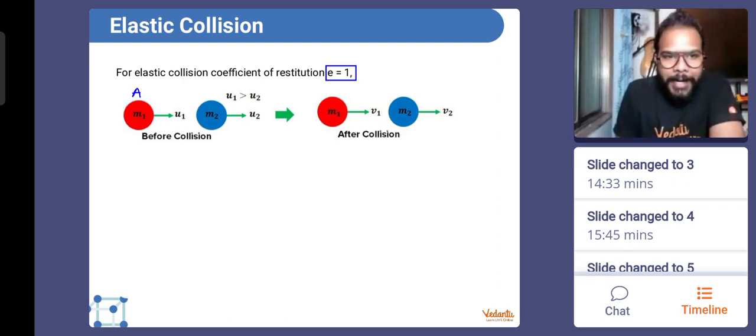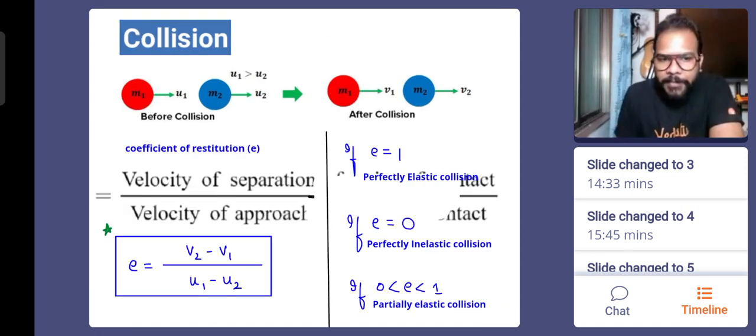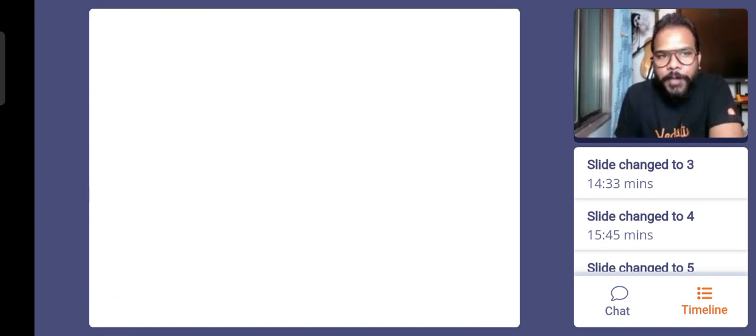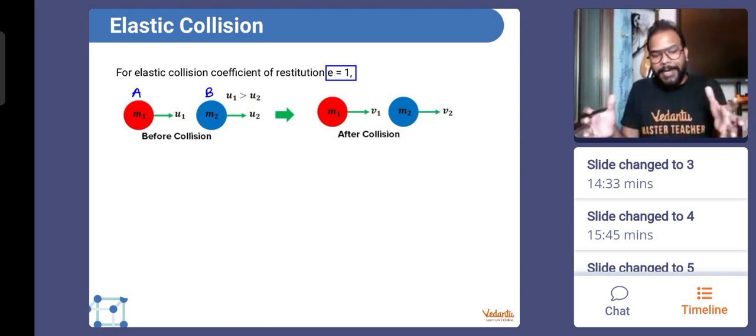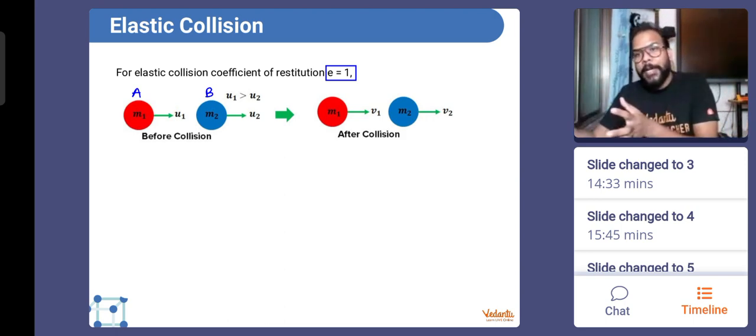The two objects A and B are going to collide perfectly elastically, or just elastically. So the value of E is going to be 1. Okay, that simply means what? If this value becomes equal to 1, velocity of separation and velocity of approach will be equal. Which means the rate at which they were coming closer before colliding is going to be equal to the rate at which they are going to separate from each other.